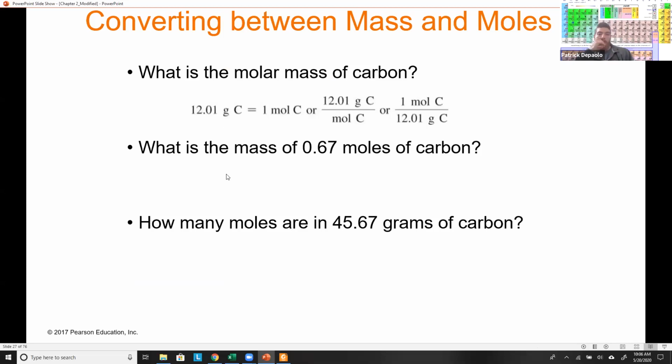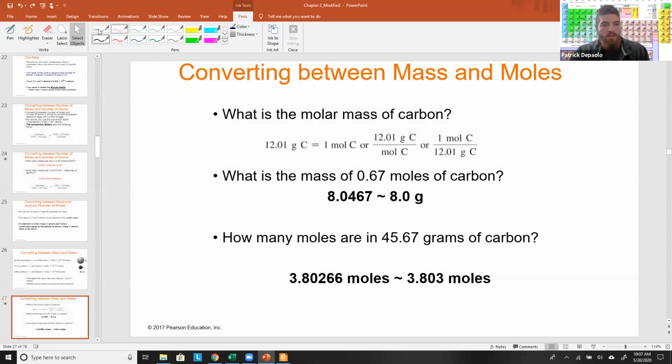What is the mass of 0.67 moles of carbon? You know that the molar mass of carbon, meaning the mass in grams in 1 mole, is 12.01. If you multiply that by 0.67, you're going to get the mass of 0.67 moles. So you get around 8 grams. Then you can use the conversion factor again.